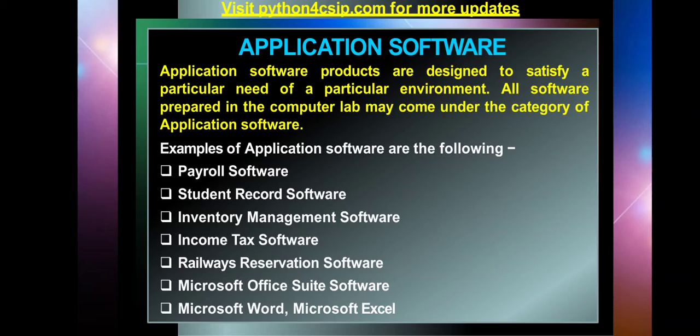Application software. Now this topic is application software. They are designed to satisfy a particular need of a particular environment. All software prepared in the computer lab may come under the category of application software. Like in class 12, all the students are required to prepare a project, and these projects can be on any topic like payroll, student record software, inventory management software, income tax software, railway reservation software, Microsoft Office suite software, etc.